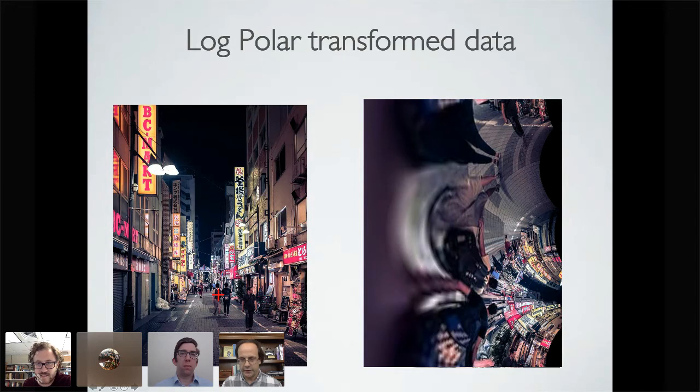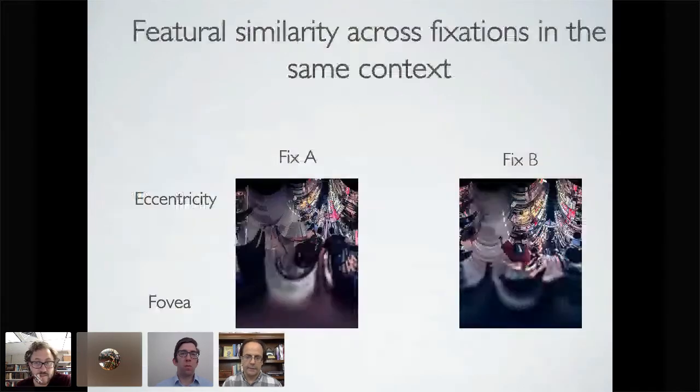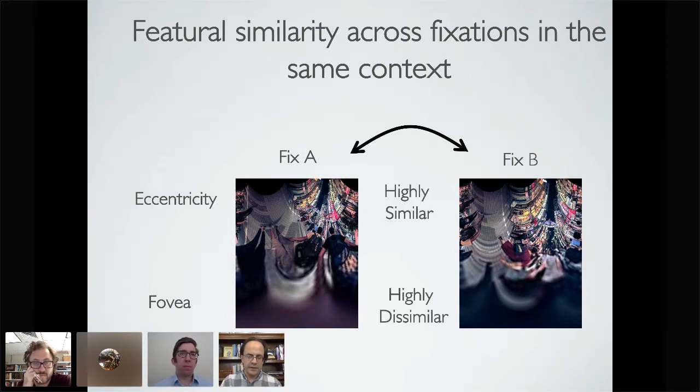And then this is all the other stuff out in the periphery. And then another fixation, and we see that over here. Right. So what this means is that there's this graded sense of similarity across foveal to eccentricity regions within the visual field, right? So within the same images, as you move from one fixation to another, the information at the fovea is going to be highly dissimilar, but the information in the periphery is going to be highly similar.